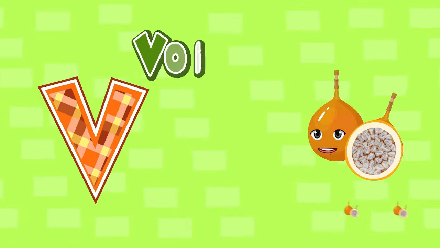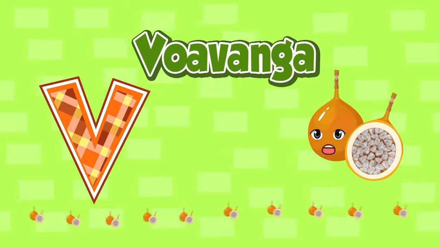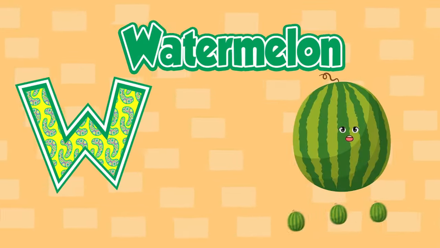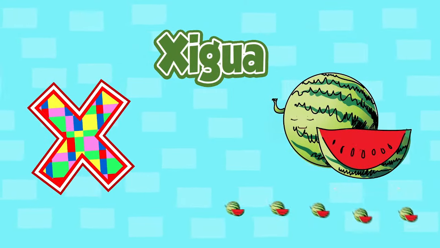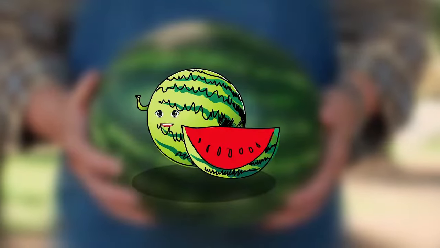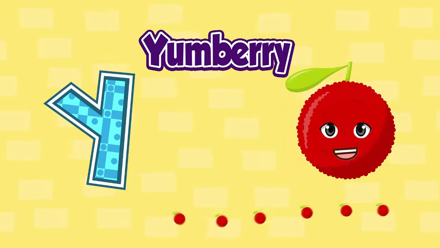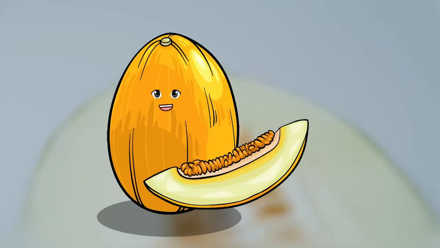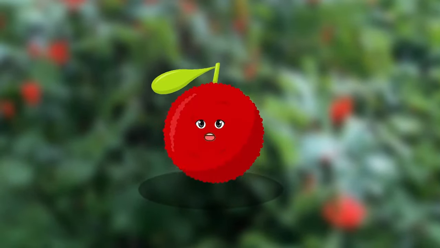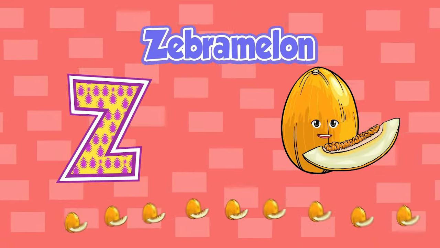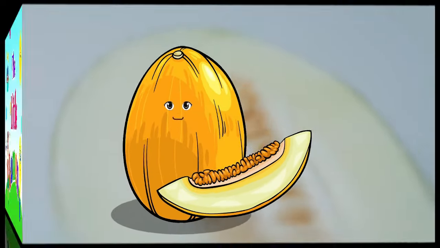V, whirlwind. V is for whirlwind. W, watermelon. W is for watermelon. X, zebra. X is for zebra. Y, yumberry. Y is for yumberry. Z, zebra. Z is for zebra melon.